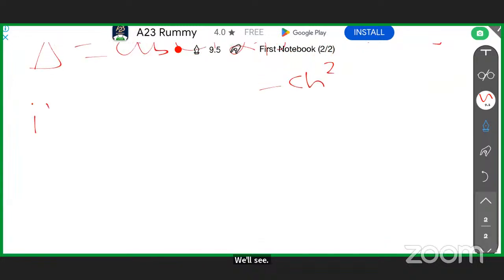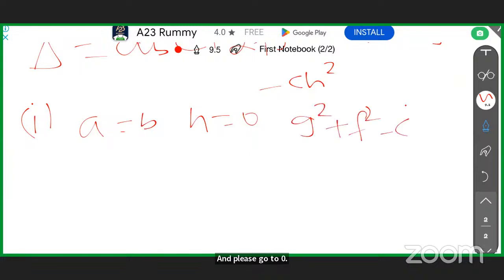First one, if a is equal to b and h is equal to 0, g square plus f square minus c square. What is this one?